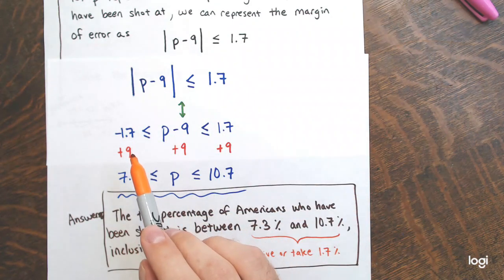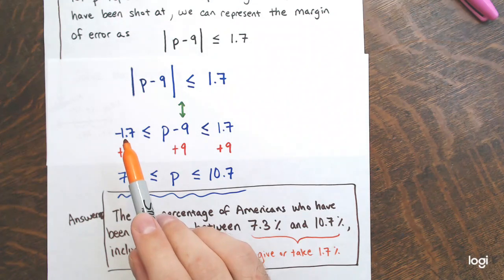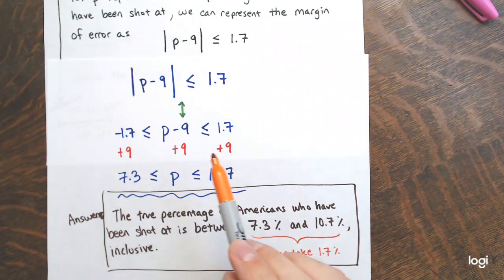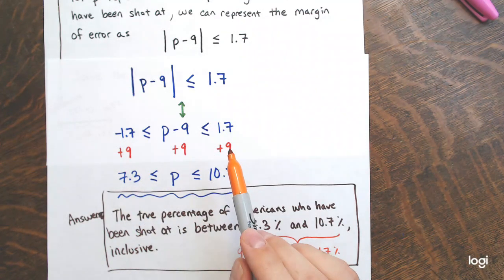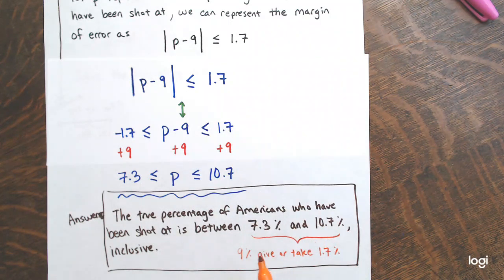See how the low end had the 9 take 1.7 away, and the other side of the inequality had 9 plus 1.7. So 9% give or take 1.7%. You get your true percentage of Americans who've been shot at is between 7.3% and 10.7% inclusive. Great. All right.